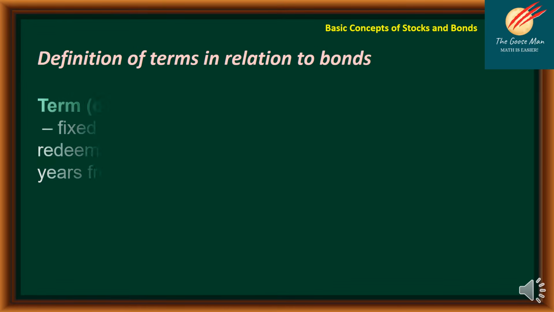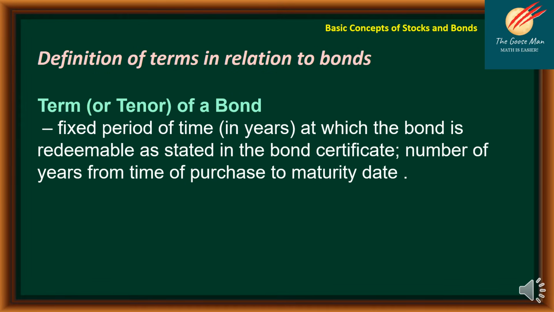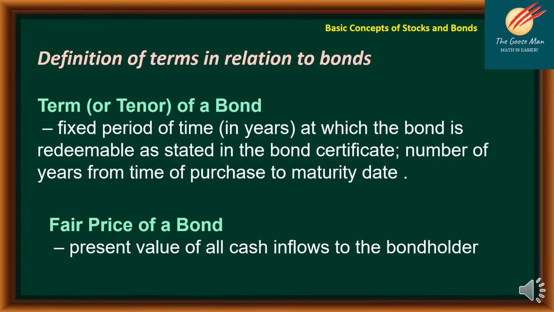We need to consider also the term or tenor of a bond. Whenever we say this, this is the fixed period of time in years at which the bond is redeemable as stated in the bond certificate. It is the number of years from time of purchase to maturity date. And finally, we have the fair price of a bond, meaning to say this is the present value of all cash inflows to the bond holder.